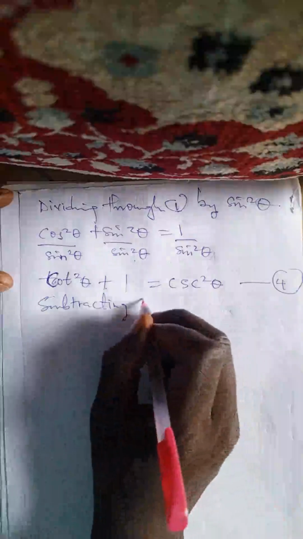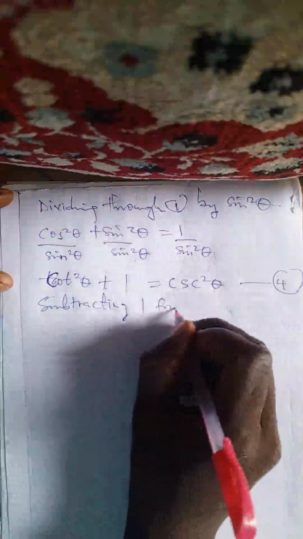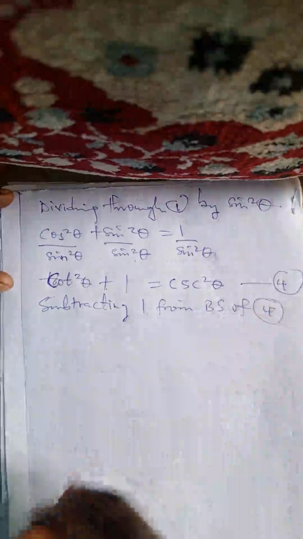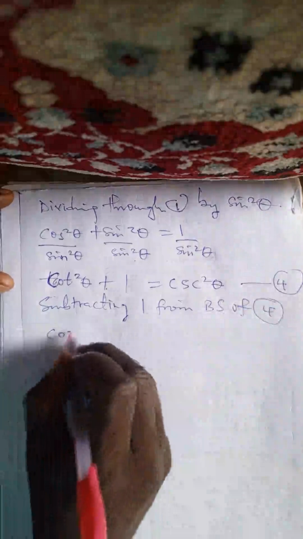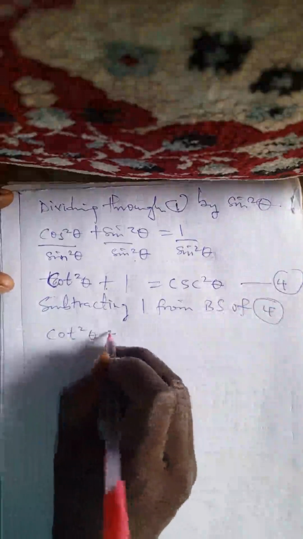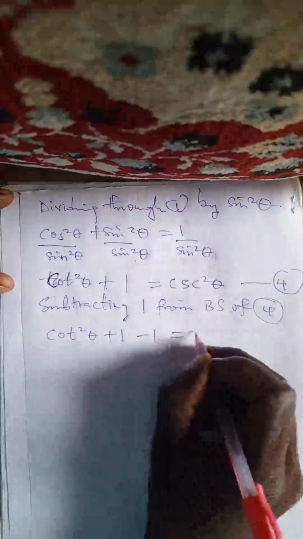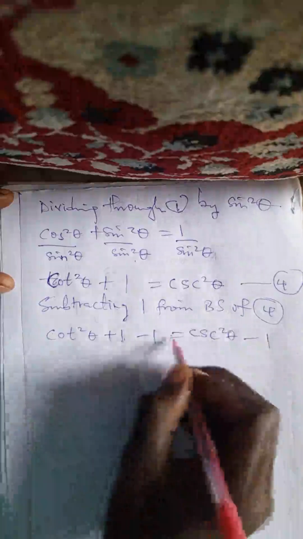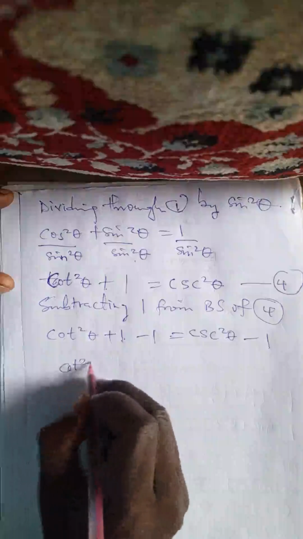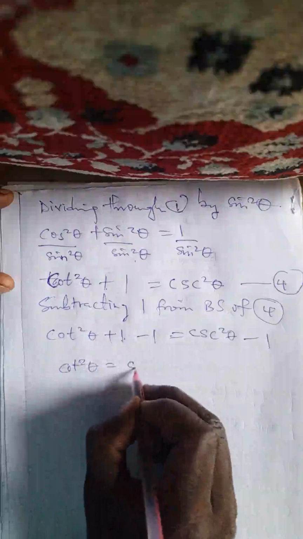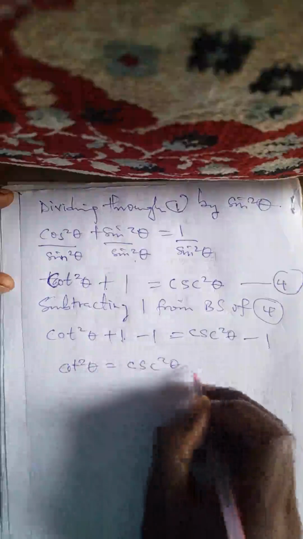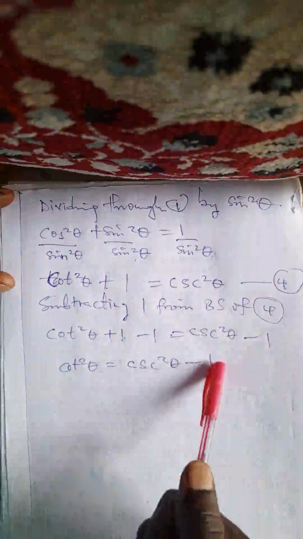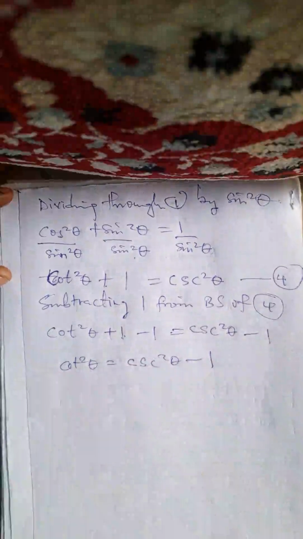Subtracting 1 from both sides of equation 4. What do we have? We have cot square theta plus 1 and then minus 1 is equal to cosec square theta minus 1. 1 will go with 1. You have cot square theta is equal to cosec square theta minus 1. So whenever you have cosec square theta minus 1, just put cot square theta there.